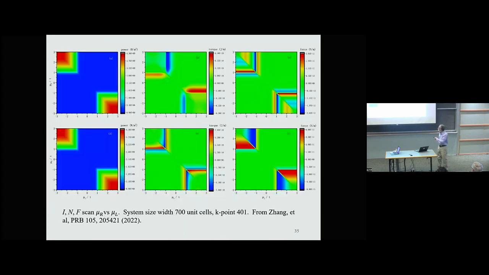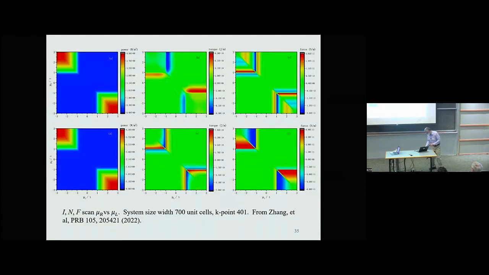Maybe the other plot is a better plot to look at. What you see is the first column is the power, the second one is the torque, and the third one is force. The top one is zigzag, the bottom is armchair. So if you change the orientation, the details actually change. That means that these effects are really due to the edge effect, because if it were a bulk effect, it shouldn't change with the different orientation.